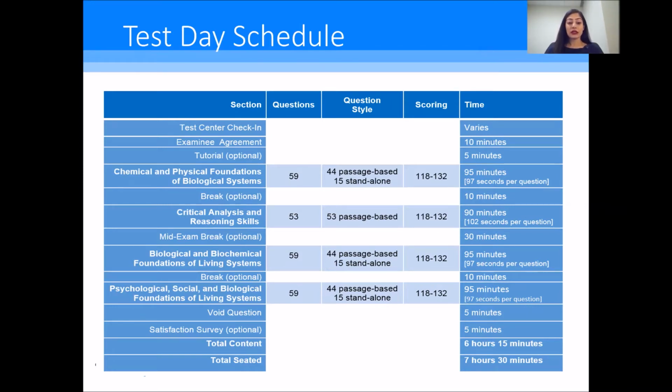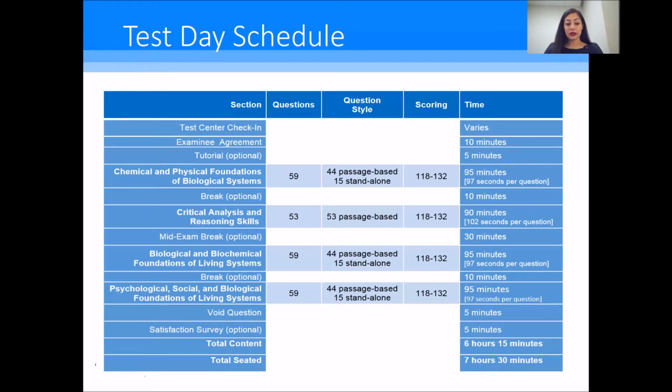So after that 10-minute break, you hit CARS, the Critical Analysis and Reasoning Skills section. We will not be talking about this section in today's video. We'll be talking about it in the next set of videos. It's the shortest actual content section, 90 minutes long, 53 questions. The Biological and Biochemical Foundations of Living Systems is followed by a 30-minute break after CARS. Now that 30-minute break, although it's optional, is basically your lunch break. You bring your lunch and fuel up, because you've only gotten through half of the exam and you still have half of it left.